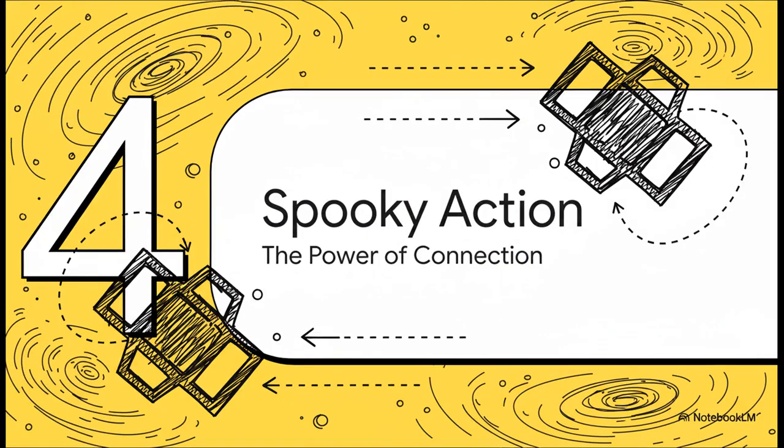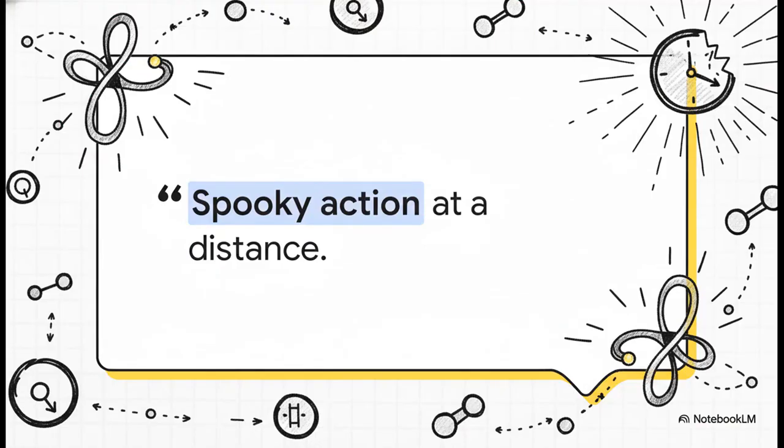Okay, so superposition is definitely weird, but there's a second quantum property that's maybe even stranger, and it's what really gives quantum computers their exponential power boost. This idea was so unsettling that even Albert Einstein couldn't get on board. He famously called it spooky action at a distance, because it just seemed to violate the most fundamental speed limit in the universe, the speed of light.